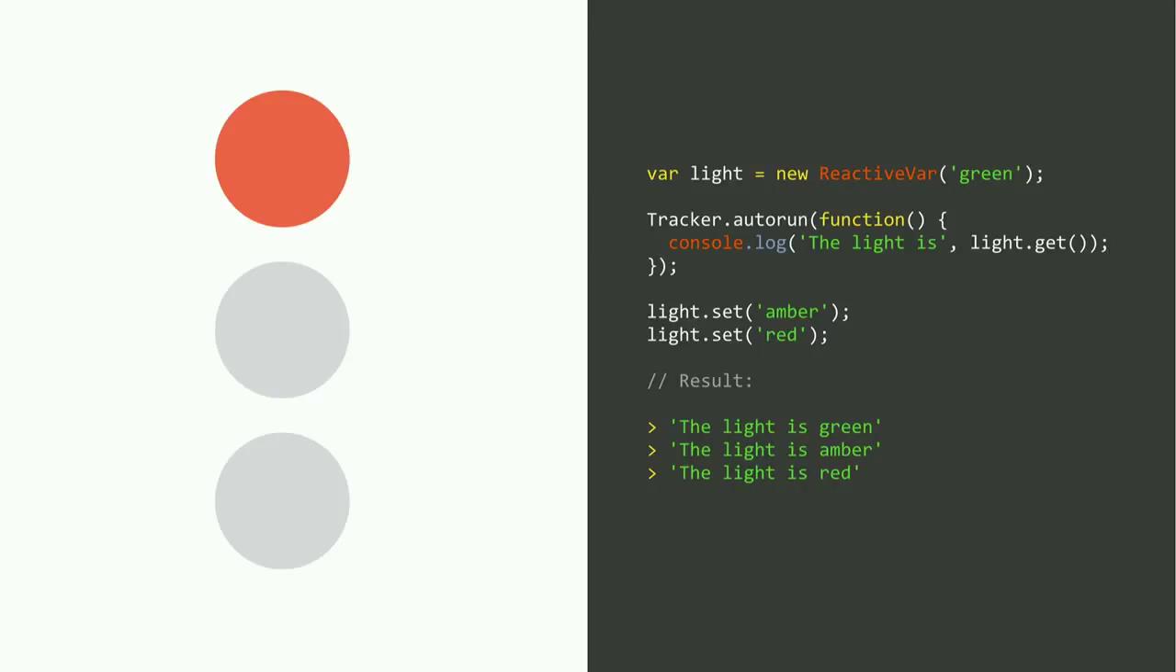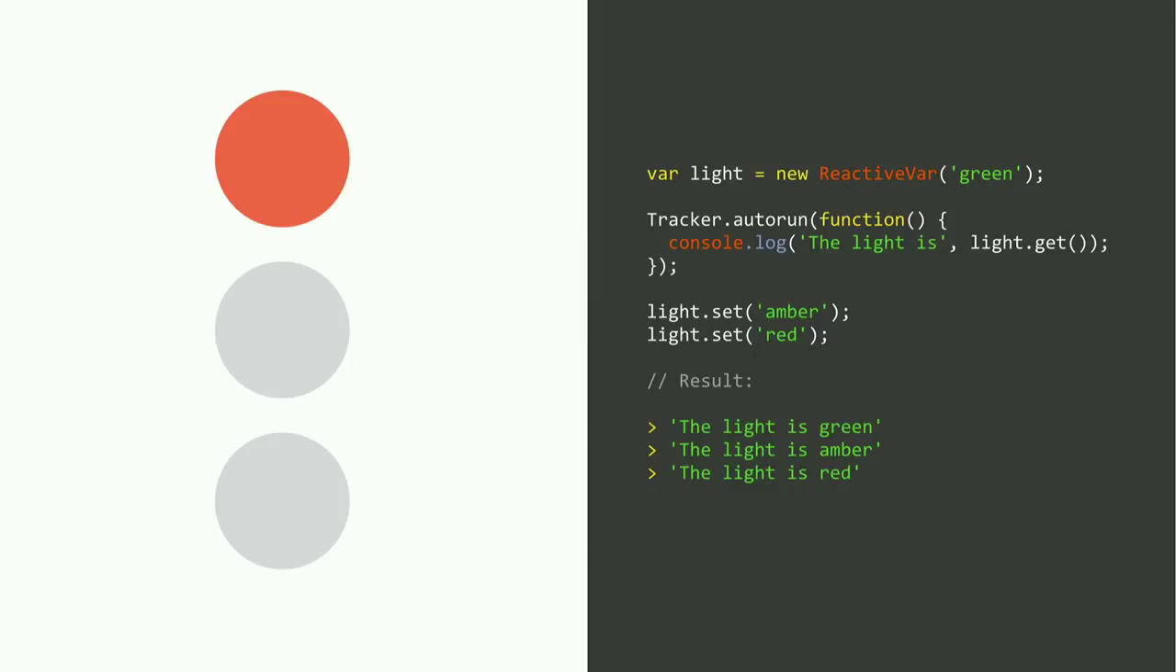So further down here, you can see I set the light to amber, and then I set the light to red. And the results in the console are going to be: the light is green, amber, and red. Even though there's only one console.log call there, you'll see that code is executed multiple times.